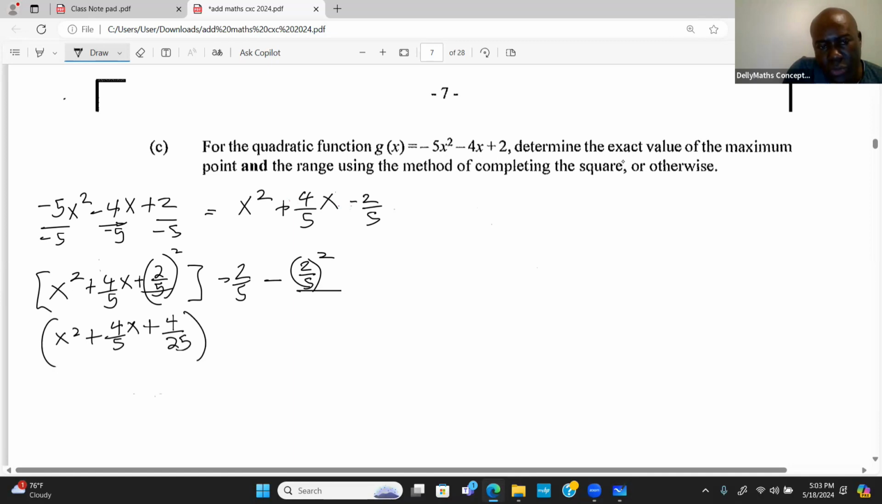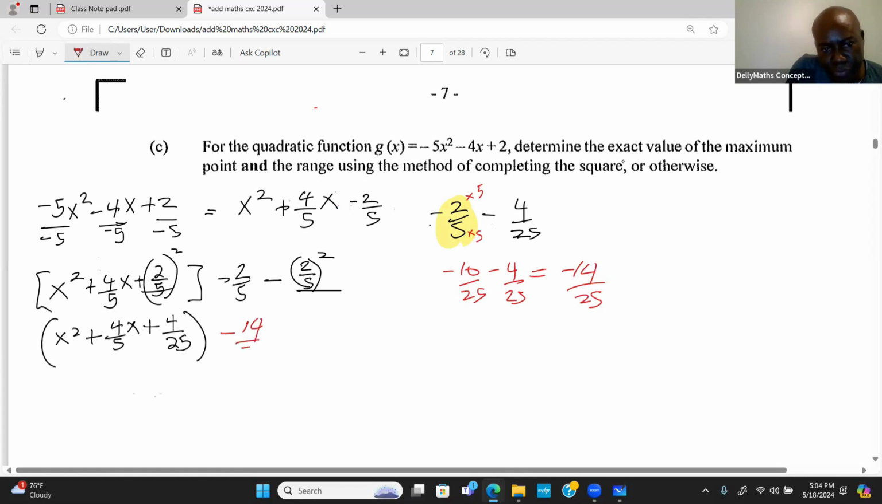This actually becomes, if I take this to the side, negative 2/5 minus 4 over 25. But if I want to work with the same denominator, I could multiply everything by 5 over 5. So I could multiply this by 5 and this by 5, so my denominator becomes 25. So this is like negative 10 over 25 minus 14 over 25, as equal to minus 4 over 25. So we end up with minus 14 over 25 right here, which means that this is what comes here.